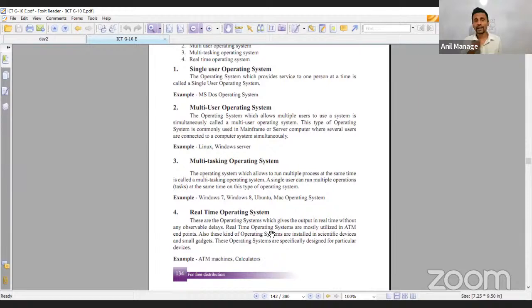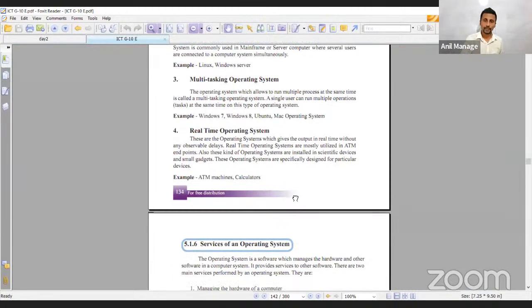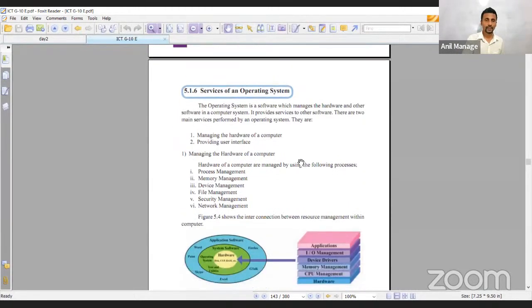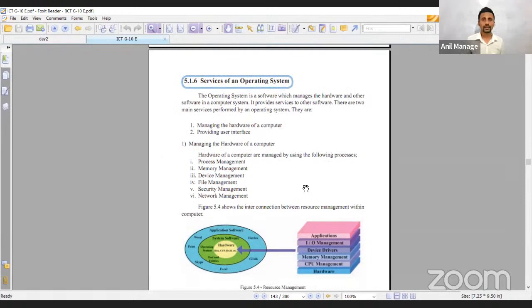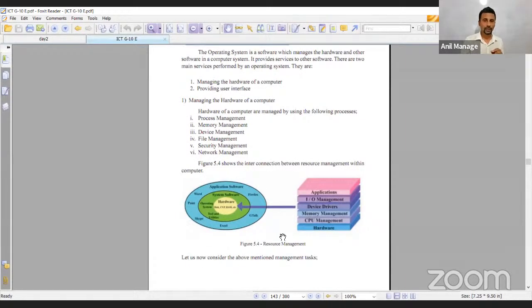Then you have something called real-time operating. Real-time operating system means it is updating at the same time. When you withdraw, right? As soon as you withdraw, it will be updated. So that is called real-time operating system. Then you have something called service and operating system. We'll go through in detail.